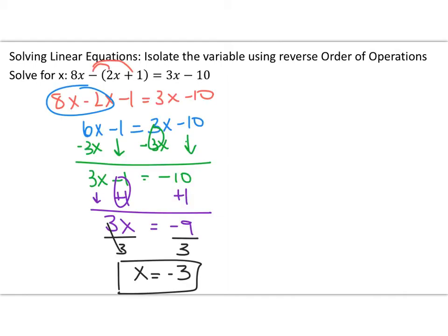So first I distribute this negative sign, make sure it goes to both parts in the parentheses. So you get 8x minus 2x minus 1 equals 3x minus 10, combine like terms. Then I moved everything with an x to one side, everything without an x to the other side, and you end up with 3x equals negative 9. Divide both sides by 3, you end up with x equals negative 3.